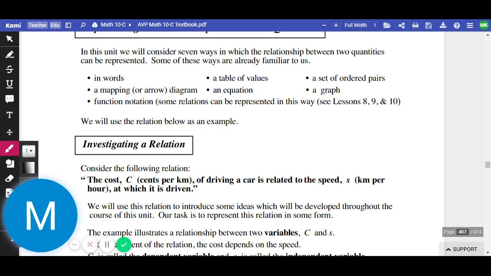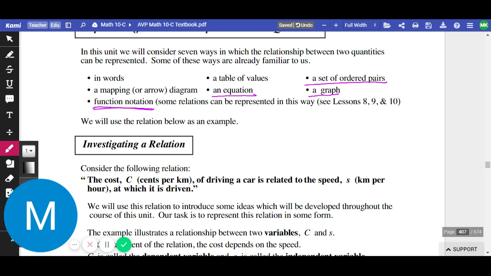So these are all the different ways we're going to learn how to represent things. The ones that are really important are probably a set of ordered pairs, a graph, and an equation. Those are probably the three that we see the most of moving forward. And then function notation once we start learning it.